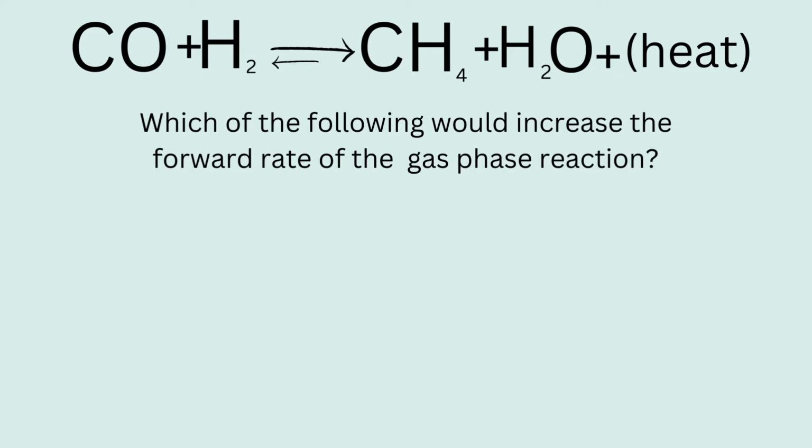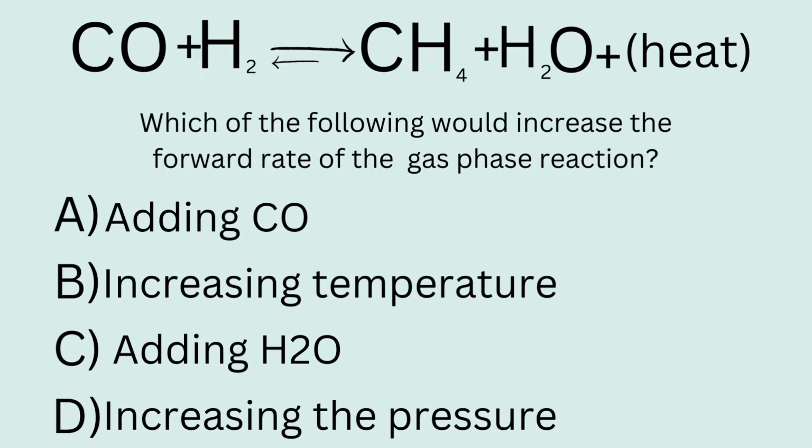Okay, so first, I just want to point out that the forward rate is going this way, from the reactant to the products. So the question is only referring to increasing the rate in that direction, from left to right. A, if we add carbon monoxide to the reactant side, this will definitely increase the rate of the reaction because increasing the concentration of reactant will increase the forward reaction rate.